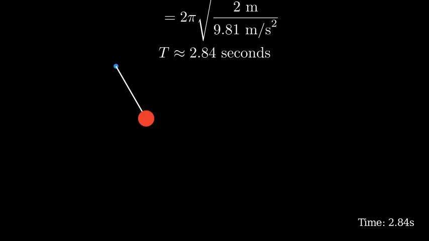Now, let's move on to the physical pendulum. Unlike the simple pendulum, a physical pendulum is any rigid body suspended from a pivot point, free to swing back and forth. It doesn't need to be a point mass. Examples of physical pendulums include a swinging door, a clock pendulum with distributed mass, or any irregular object hung from a point.